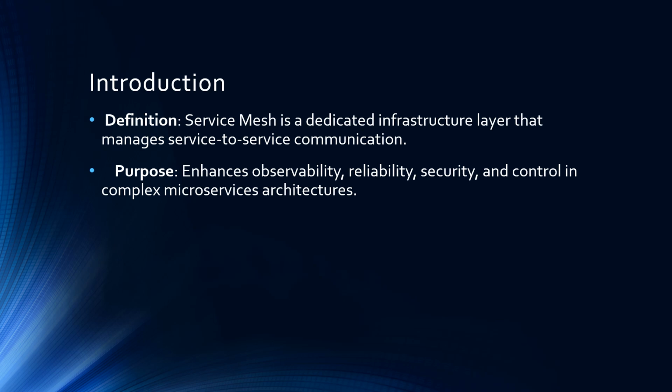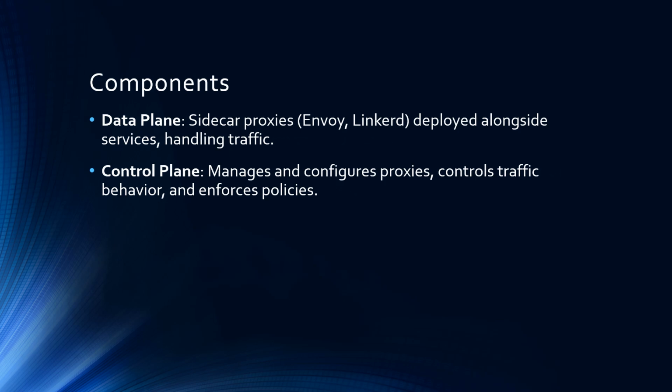The service mesh architecture consists of two primary components: the data plane and the control plane. Understanding these components is crucial for grasping how a service mesh operates. Let's start with the data plane. The data plane consists of a network of lightweight network proxies that are deployed alongside your service instances as what we call sidecars. Popular proxy implementations include Envoy and Linkerd. These proxies intercept all network traffic going to and from your services.